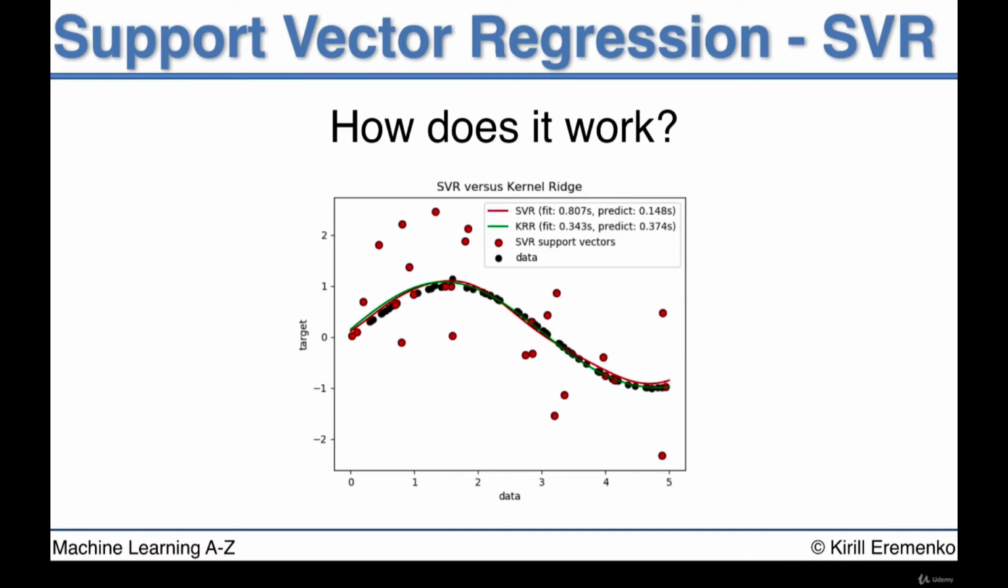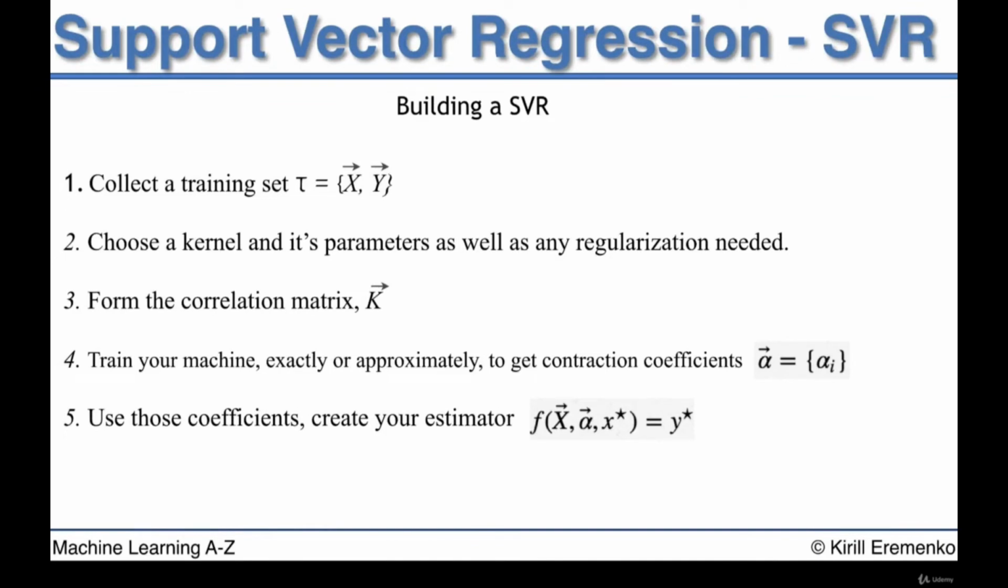And we're going to get to the main part of the algorithm in a moment. But first, we need our training set as the first step. After that, we have to choose a kernel and regularization. We then have to form the correlation matrix. For the fourth step, you now have to train the machine to obtain the contraction coefficients. And then you can use those coefficients to create your estimator.